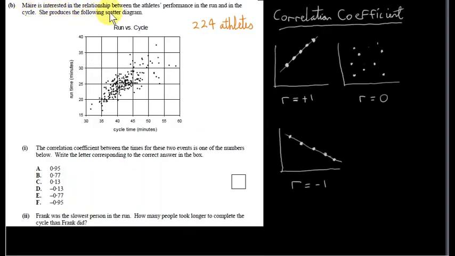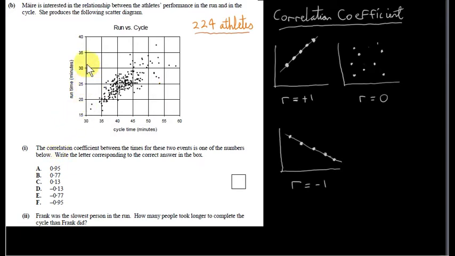Maura is interested in the relationship between the athletes' performance in the run and in the cycle. She produces the following scatter diagram. Now, from the first part of the question, if you read it, you will see that there were 224 athletes who took part in this competition. So, for example, this point here in the scatter diagram represents an athlete whose cycle time is about 54 minutes, and whose run time is a little bit more than 25 minutes.